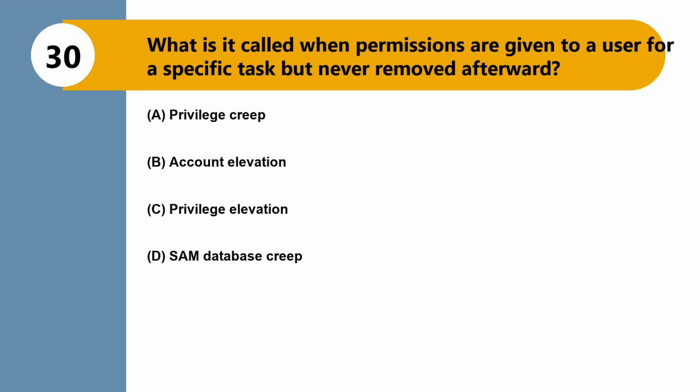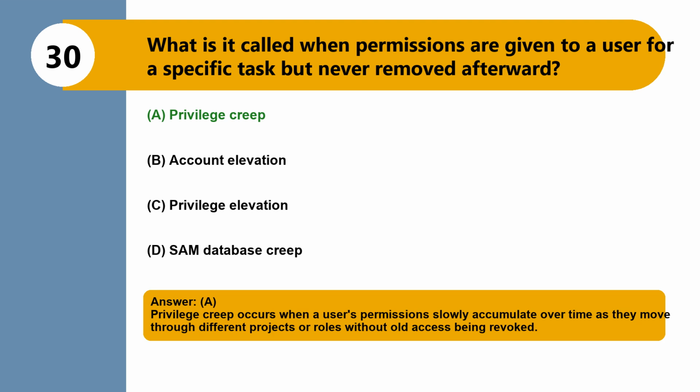Question 30. What is it called when permissions are given to a user for a specific task but never removed afterward? Option A, privilege creep. Option B, account elevation. Option C, privilege elevation. Option D, SAM database creep. The correct answer is option A, privilege creep. Privilege creep occurs when a user's permissions slowly accumulate over time as they move through different projects or roles without old access being revoked.